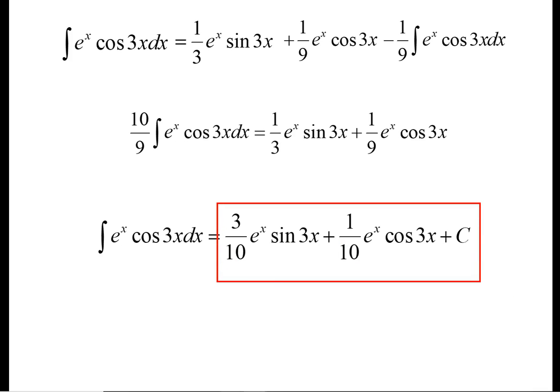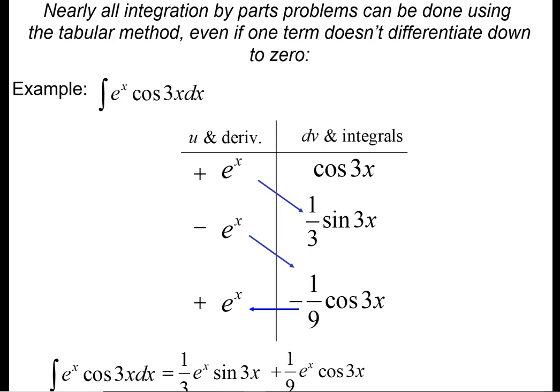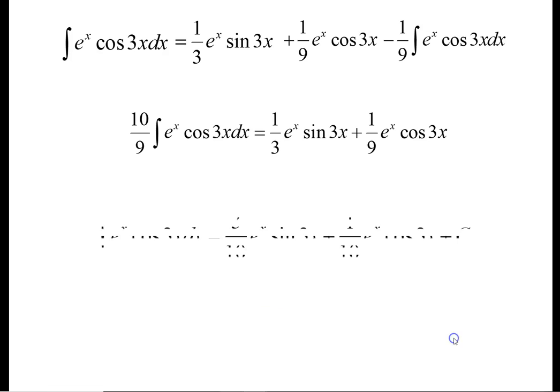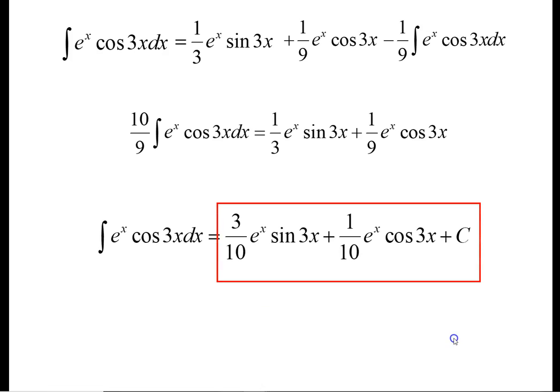So when did we stop the table? The thing to remember on a problem that's cyclic like that is you stop the table when, let me go back real quick, you get to the step where the u and the dv are the same as what you started. And that's when you're going to stop and set up your equation and do what we did earlier.